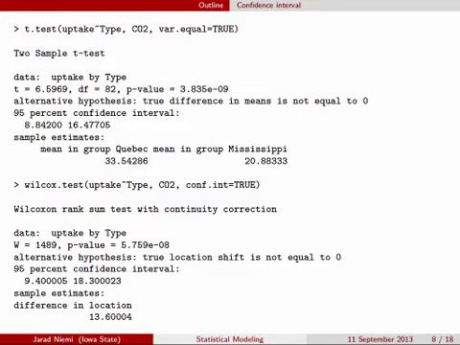But you can tell right here, here are the estimates for the two groups. So Quebec has the larger estimate. So this confidence interval is sort of in favor of Quebec. Right? So what this says is that we're 95% confident that the true difference of Quebec minus Mississippi is between 8.8 and 16.5.